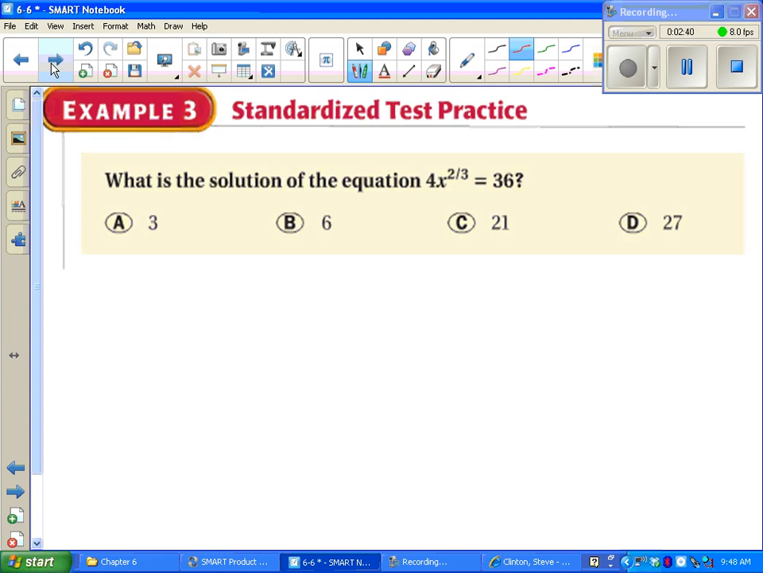This one looks a little different. We don't have a square root or a cube root that we're dealing with. We have a fractional exponent. So let's take a look at how we're going to deal with any fractional exponent. First thing you're going to do is get rid of that 4, because the 2/3 is not affecting the 4. Divide both sides by 4.